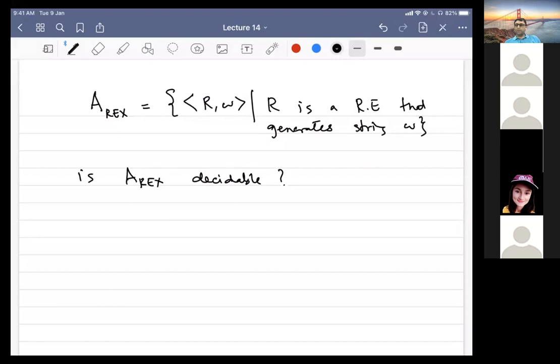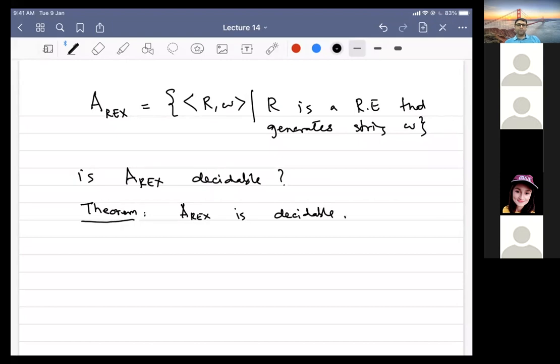Is A-Rex decidable? Yes, anyone? Yes, it is decidable. The answer is yes. Therefore, we can convert it into a theorem. We say that A-Rex is decidable.